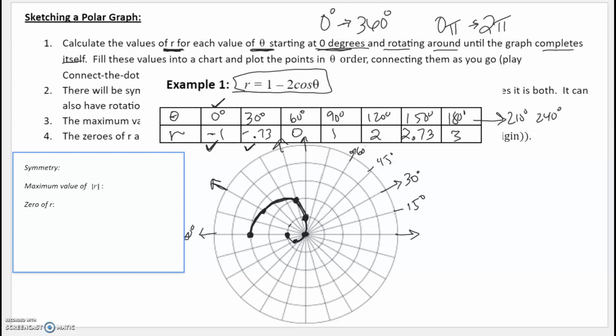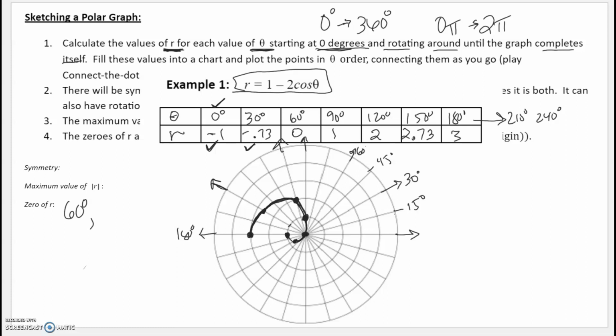Right now, I can say that 60 degrees is a zero of R because it results in a 0 for where they are. So 60 degrees is my input value that has an R of 0. So it is called one of the zeros of R.